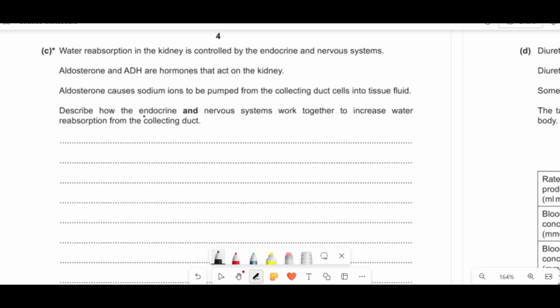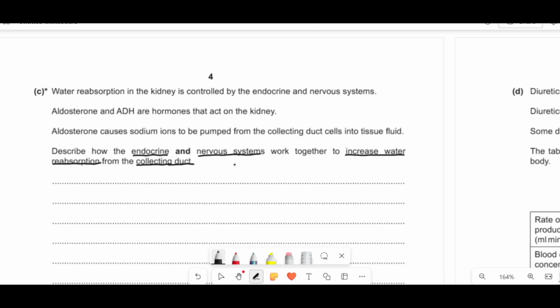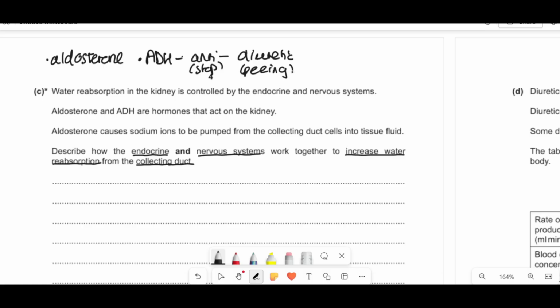So we're looking at the endocrine and the nervous systems working together to increase water reabsorption from the collecting duct, right? So if we have a look at how we increase that, number one is we use aldosterone, as that's one way. And the other thing that we use is ADH, which is anti-diuretic hormone. And the name tells you what it does. Stop, diuretic. Diuresis is peeing. So it's the stop peeing or urinating hormone. So this hormone works by stopping you from peeing.